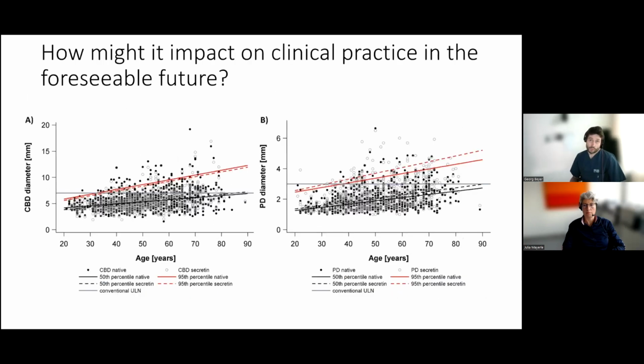As the data that I have shown you before is based on medians, we needed to use a different statistical method, because obviously the upper limit of normal should not be based on a median, but really on excluding the upper 5% of subjects. Therefore, we conducted what is called a quantile regression analysis on the 95th percentile for both of our measurements of the common bile duct and the pancreatic duct, indicated here as the red lines. So Julia will now discuss with you how this might influence your daily practice and what are the take-home messages.